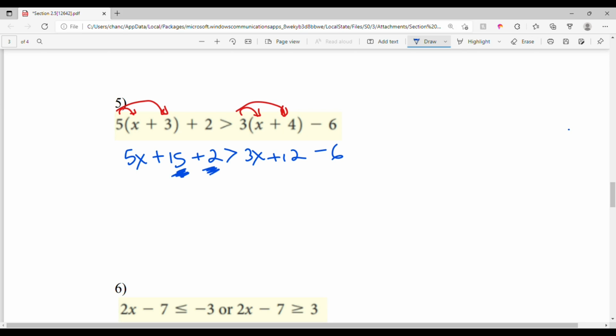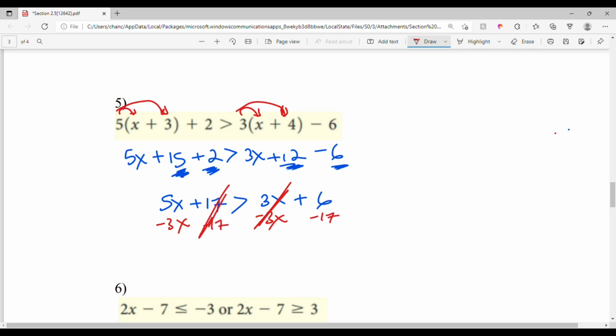And so we'll collect like terms first. I can add 15 and 2. So that's 5x plus 17 is greater than 3x, which is left alone, but we can add the 12 and the negative 6 together, which gives us positive 6. Let's subtract 3x from both sides now. And we can also save time by subtracting 17 from both sides, and that will simplify our inequality faster. 2x is greater than 6 minus 17, which is negative 11. We could divide both sides by 2. So x is greater than negative 11 over 2.